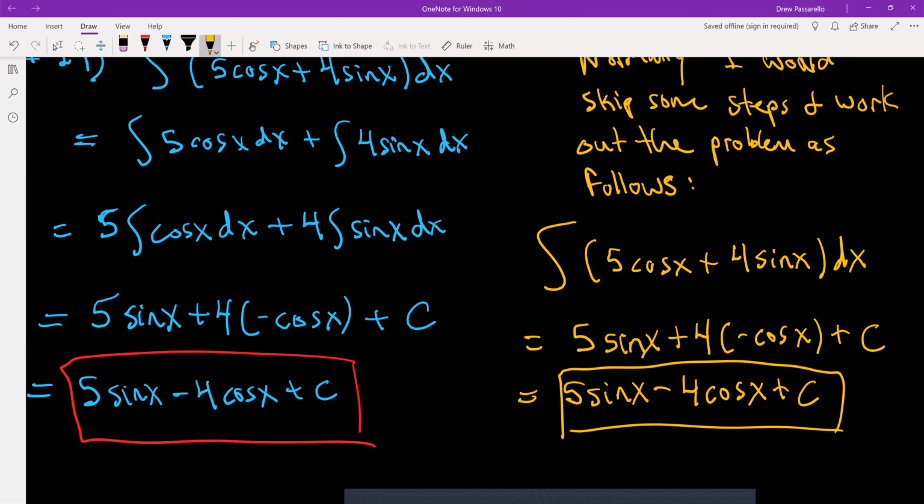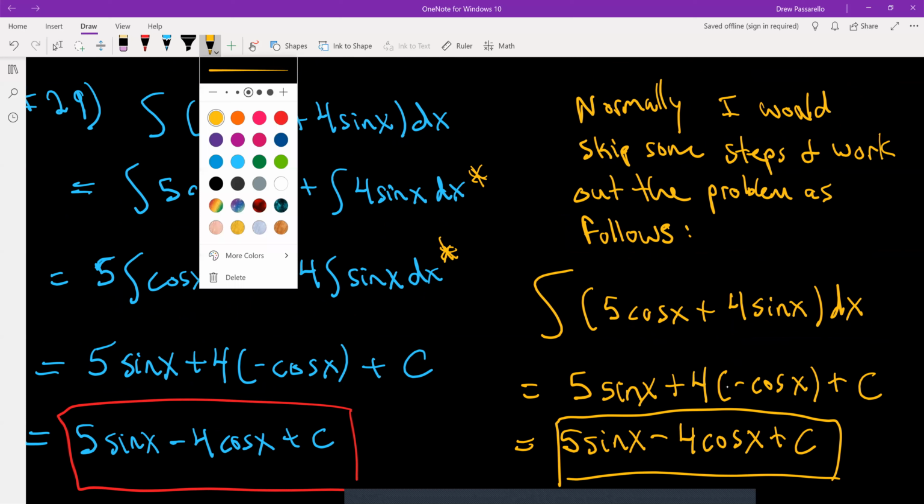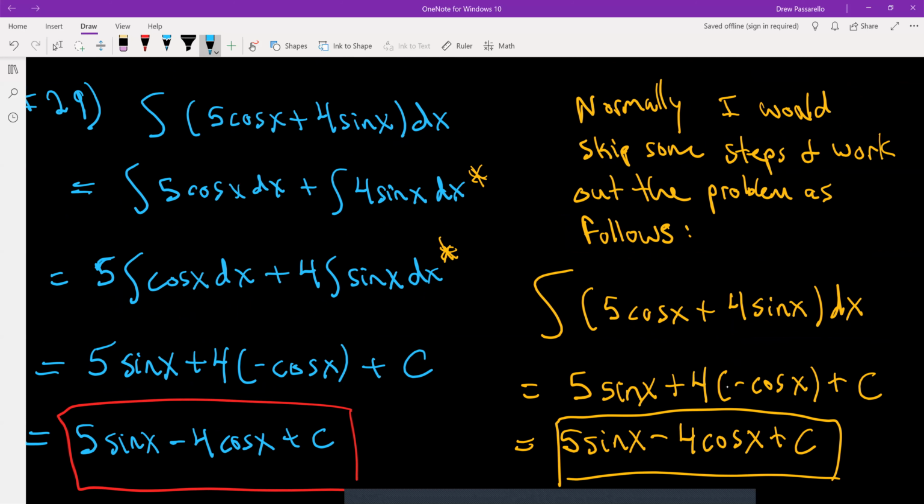So essentially, I skipped this step, and I skipped that step. I didn't really actually skip it, I just talked about it. All right, and that's how I would do it, just to save paper or space. All right, so the next one's number 31.